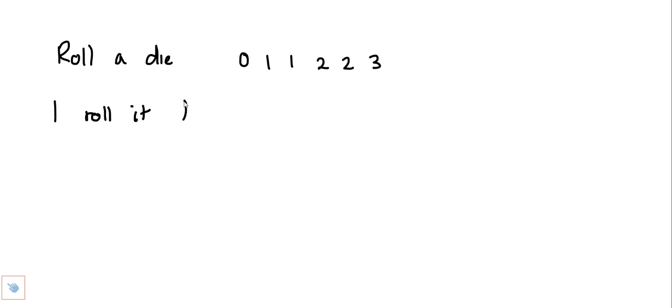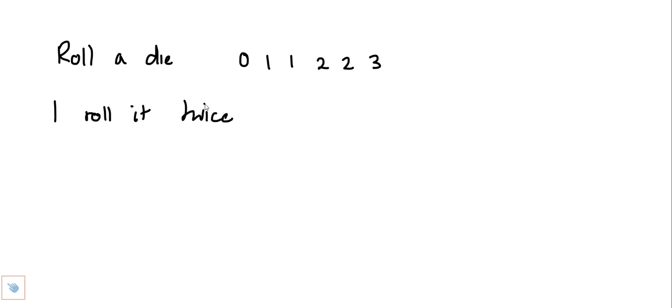Right, quiet. I've got something for you to work out for me. I've got another game, though I'm not actually going to play the game. I roll a die. It's not fair. This die has the numbers on it 0, 1, 1, 2, 2, and 3.